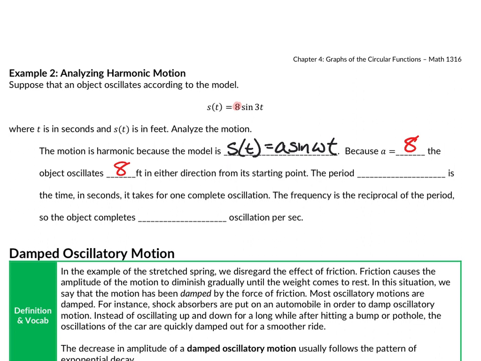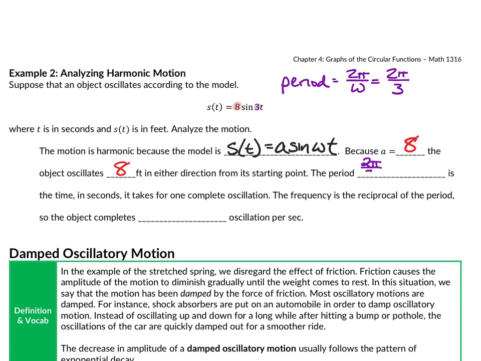What is the period of this function? Ooh, gotcha. The period, remember, is 2 pi divided by omega. So what's my period here? 2 pi over 3.